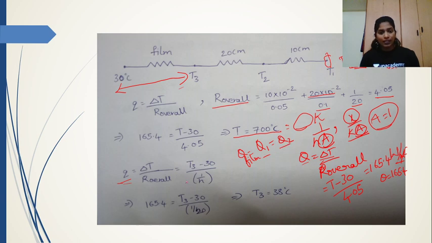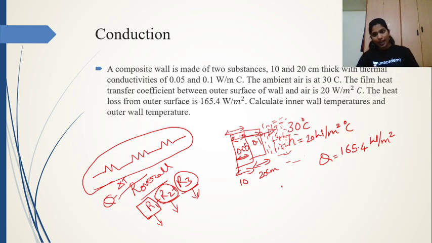So from this you can equate 165.4 equal to T3 minus 30, divided by the resistance. As the process is convection, we can take resistance as 1 by hA, but here the area is 1 meter square, so we can take 1 by h, which is 1 by 20, right? Rearranging this equation, you will get T3 as 38 degrees centigrade. So we have calculated the inner wall temperature and outer wall temperature.